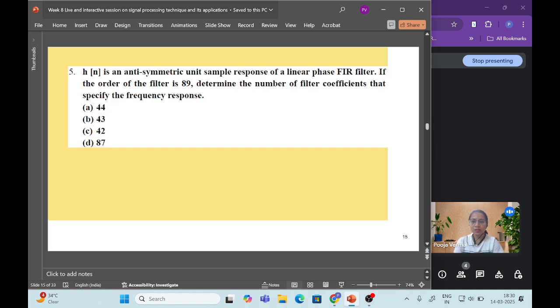Now the next question is, h of n is an antisymmetric unit sample response of a linear phase FIR filter. If the order of the filter is 89, determine the number of filter coefficients that specify the frequency response. Okay, so please try this question, at least try to answer this question, then we will solve it.